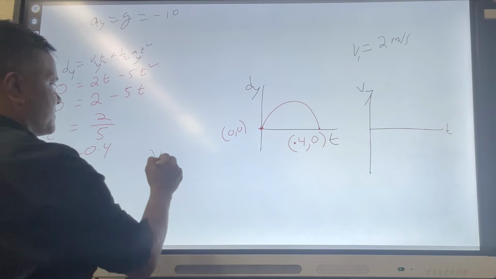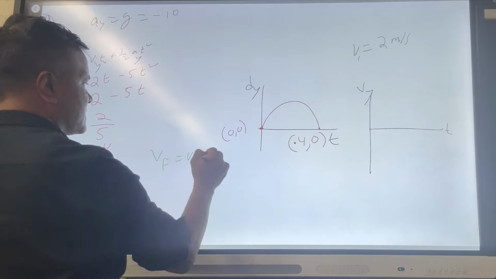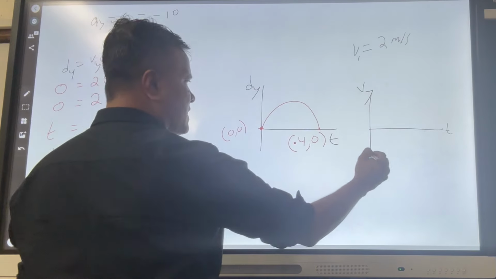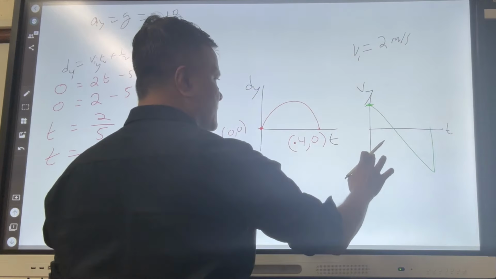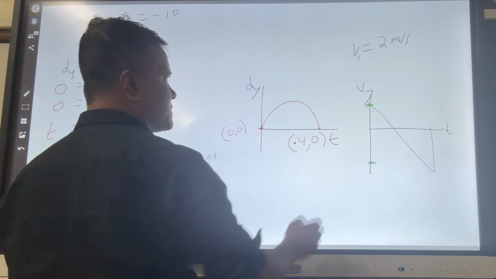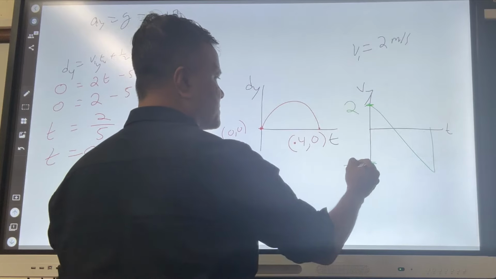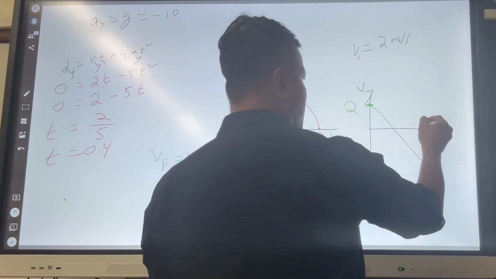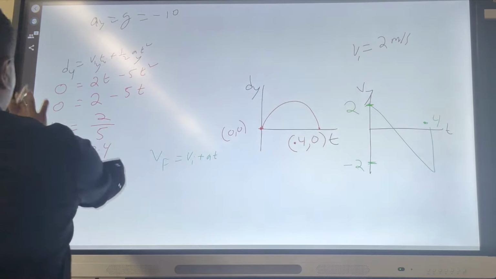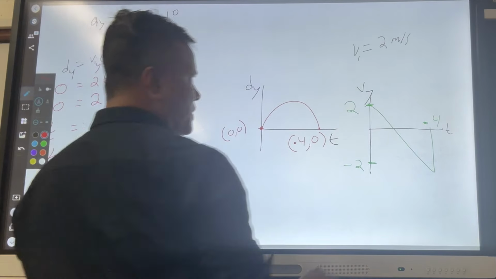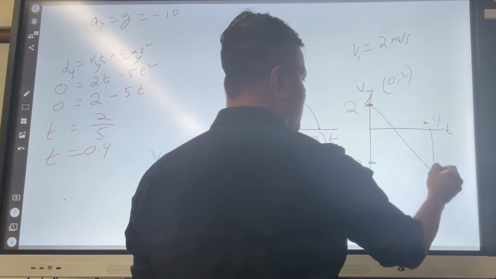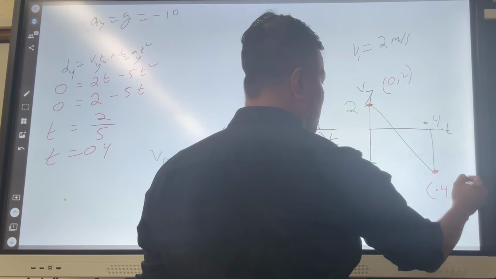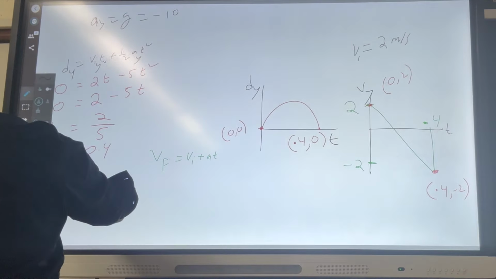The other one is v_f equal to v_i plus at, because you have to have the final velocity. But the final velocity, you kind of know. What is it? If the initial velocity is 2, the final velocity is negative 2. And the total time is 0.4. So let's write down the points. What is this point? 0, 2. What is this point? 0.4, negative 2.